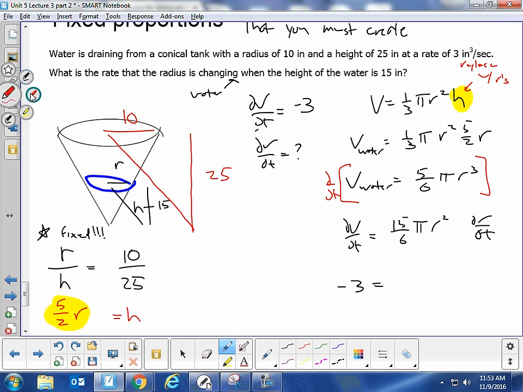Well, there's one more thing I have to find, which is r, when h is 15. So I'm going to go back here, and this is going to be my extra step to find this r value. I'm going to plug in 15 here: 15 times 10 divided by 25. I get 6, which is nice. And I get 15 over 6 pi 6 squared dr/dt. And I solve for dr/dt.